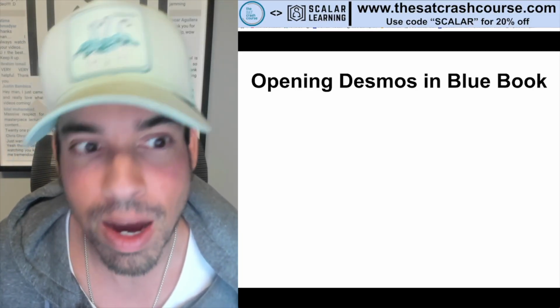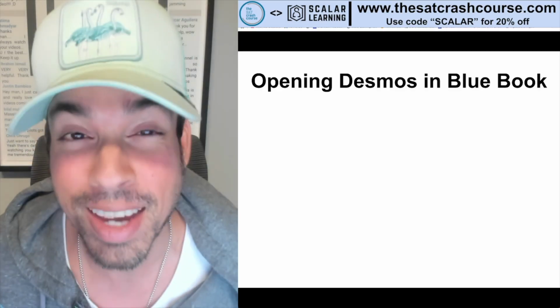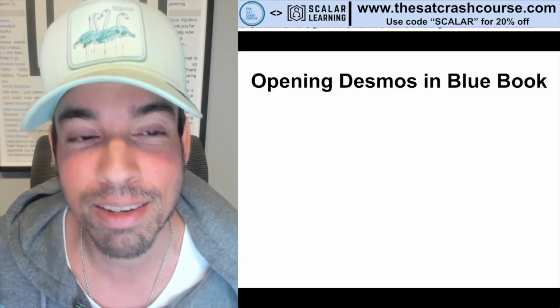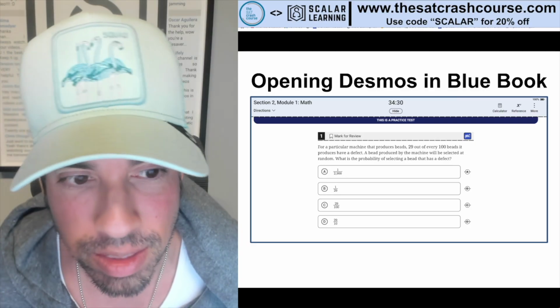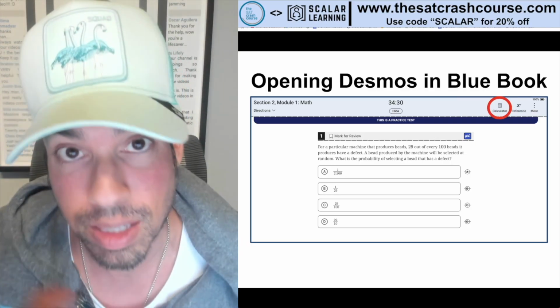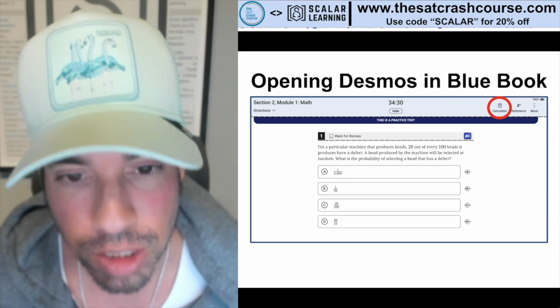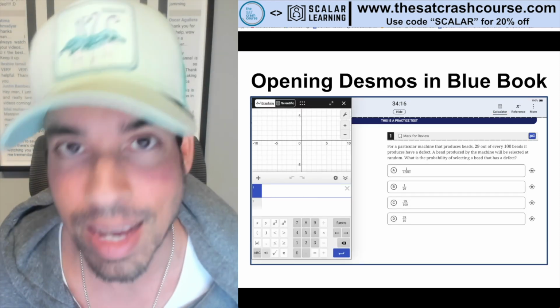So now let's first talk about how to open Desmos in the Blue Book app. This is the most basic, but this is the first thing that you got to know in order to use Desmos. Otherwise, you can't find it. So here's a screenshot of the Blue Book app. The place where you're going to access the calculator is right here. You can see to the right of that, there's that reference button. So you can click that to access the reference sheet. So once you click that button, Desmos is going to open up like that. That's how you do it.